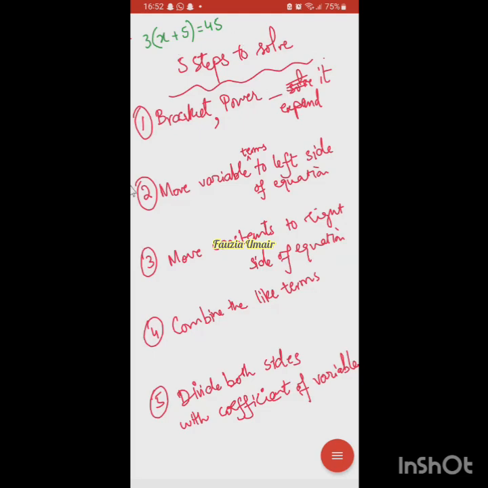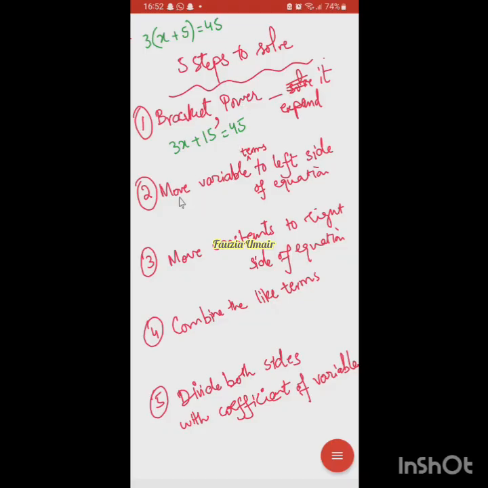So now what is the first step? Is there a bracket in the question? Yes. So we will expand it. You have learned how to expand it. So tell me what is the answer if I open this bracket? 3x plus 15 is equal to 45. So this is the first step. If there is a bracket, expand it. If there is a power, solve it.